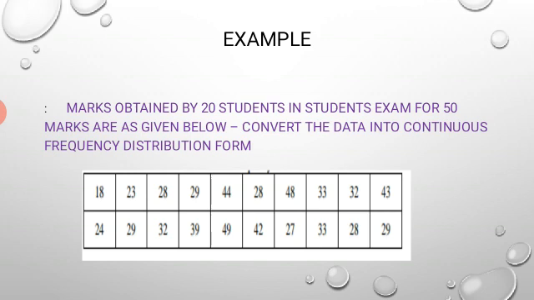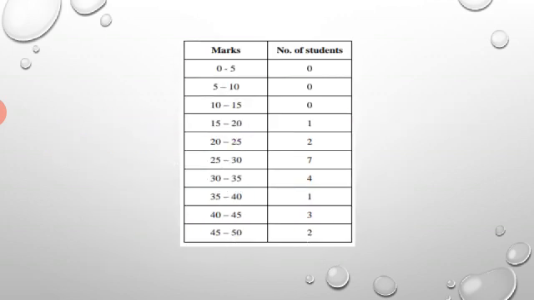For example, marks obtained by 20 students in a students' exam for 50 marks are as given below. Convert the data into a continuous frequency distribution. Marks as well as the number of students who get marks within each class is the frequency.